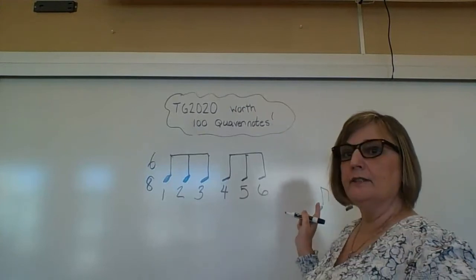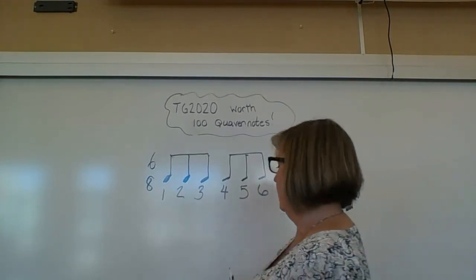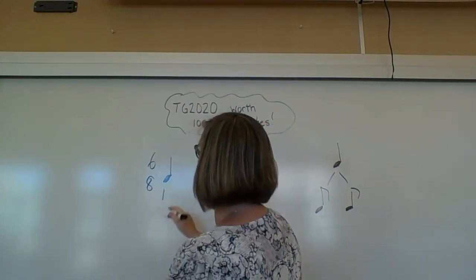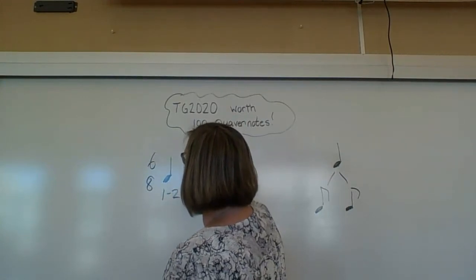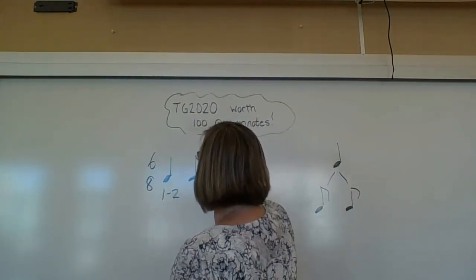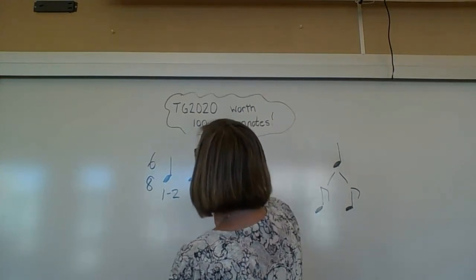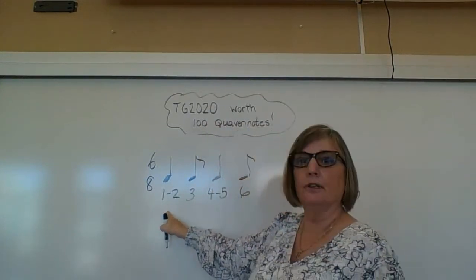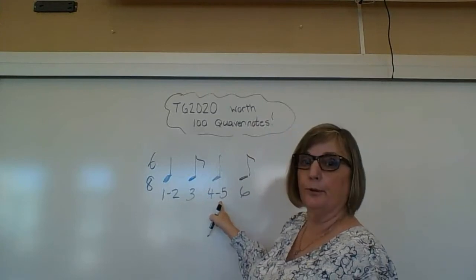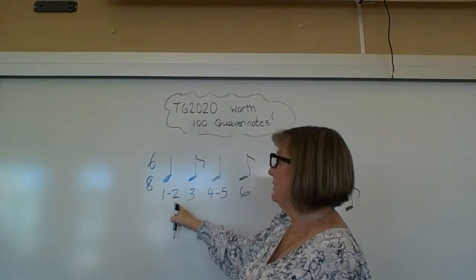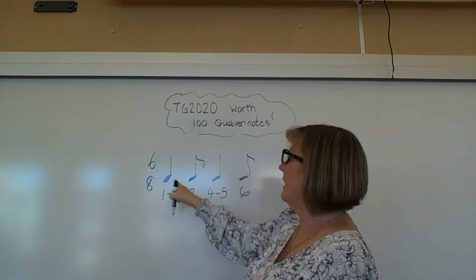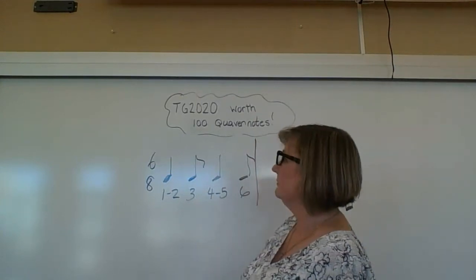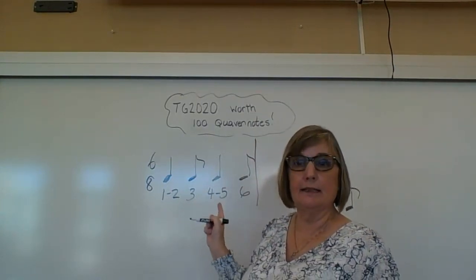If I wrote a measure of 6/8 time using some quarter notes, it might look like this one. Notice how I put 2 numbers under the quarter note here and 2 numbers under this quarter note. I now have 6 beats. 1, 2, 3, 4, 5, 6. But I'm using some longer note values to fill in that 6 beat space. This is a very common rhythm in 6/8 time.